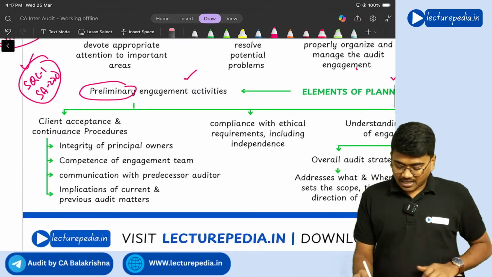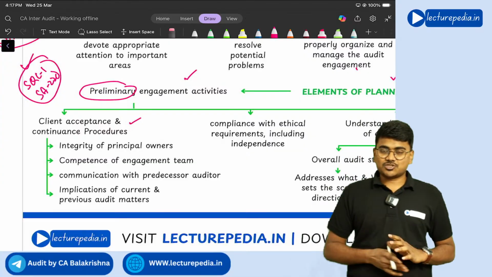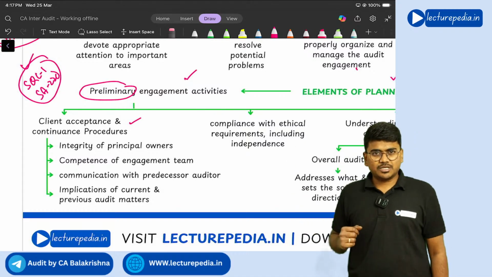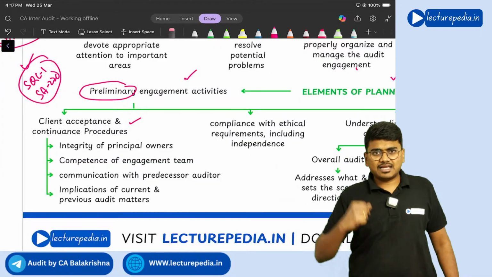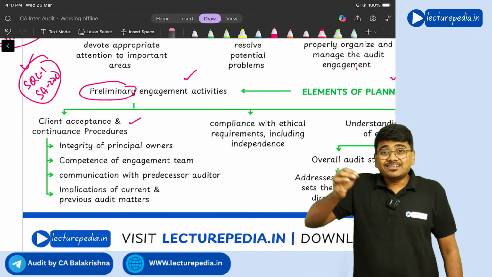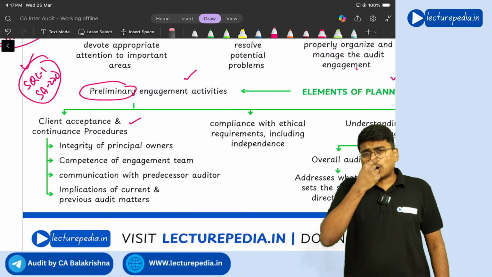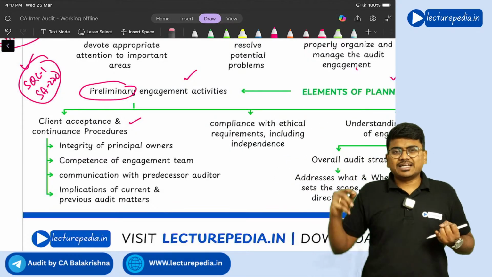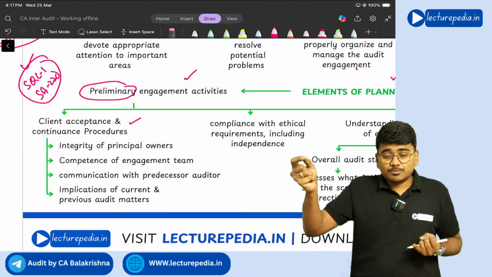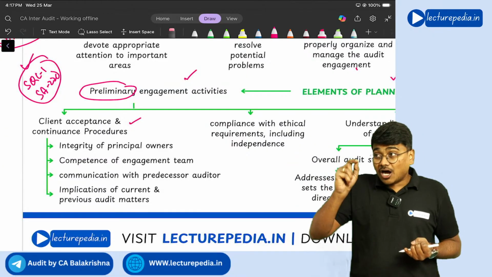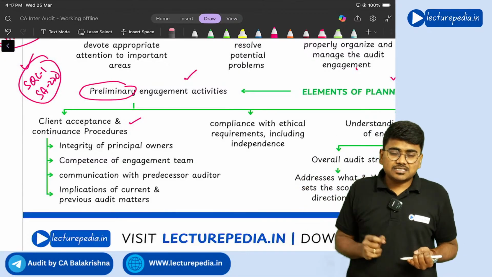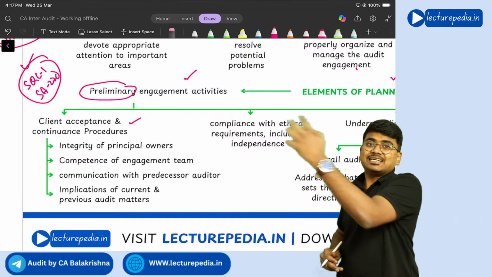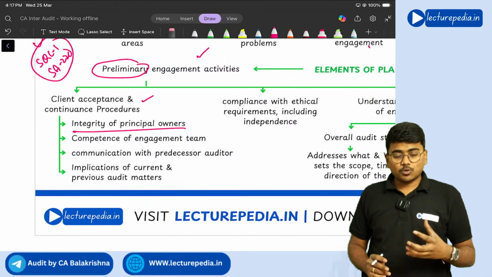See, firstly, client acceptance and continuance procedure. So when any client comes to you asking to do audit of their financial statements, will you accept the engagement immediately just like that? No, you have to perform client acceptance and continuance procedures. So what are those procedures? First of all, you will check integrity of management. Integrity of management means, are the management truthful or are they fraudsters? Are there any pending cases against the management? Are they involved in any money laundering activities? So like this, you will check the integrity of the principal owners and the management.